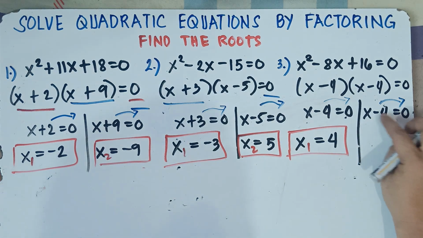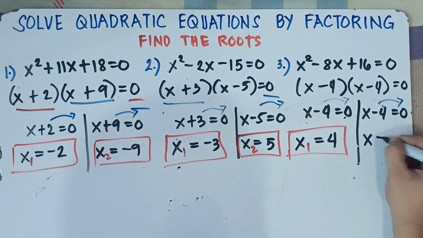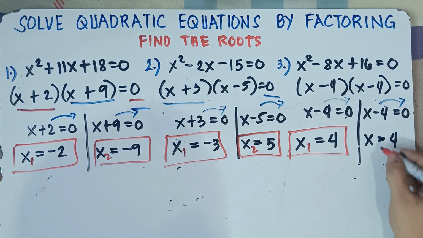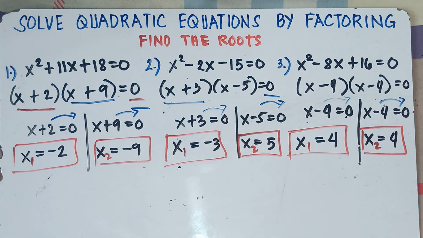And the other one, we transpose this one, this is negative, it will be positive. So x equals positive 4. That's it, class, all set. Our answer is positive 4 and positive 4. X sub 1 is positive 4. X sub 2 is positive 4.